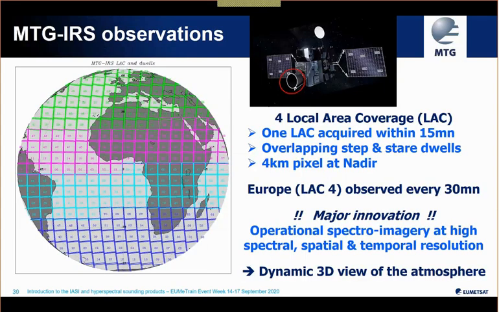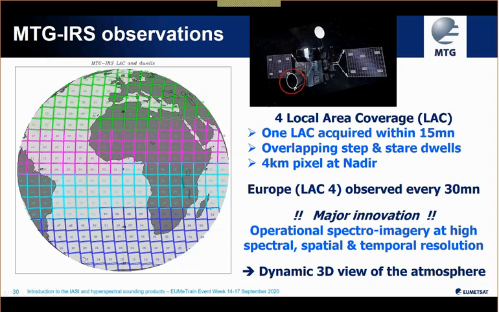Okay, MTG-IRS again will be flying on board the geostationary satellite MTG, and will scan the Earth in 4 local area coverages, so-called LAC, which are depicted here in 4 different colors. And each LAC will be acquired within 15 minutes, and the spatial resolution at nadir will be 4 kilometers. And Europe will be observed every 30 minutes.